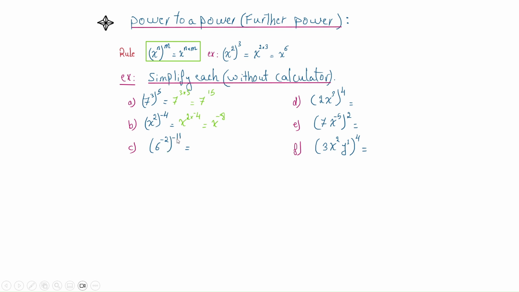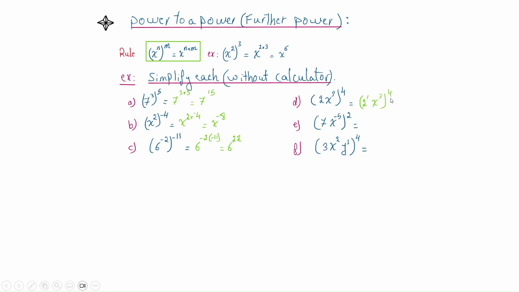Part C is the same. We're going to multiply negative 2 by negative 11 to get 6 to the power of 22. Now let's move on to part D. Simply when you see that you have a coefficient before the variable, what you have to do is turn the coefficient into a power of 1. That means add 1 here, so 2 to the power of 1. So I'm going to write it 2 to the power of 1.